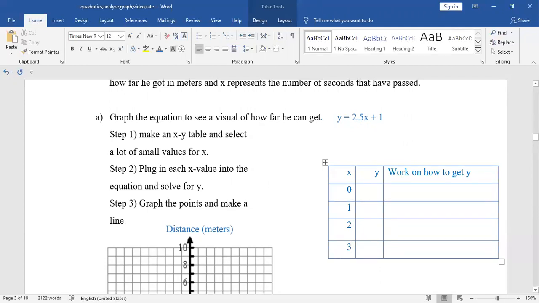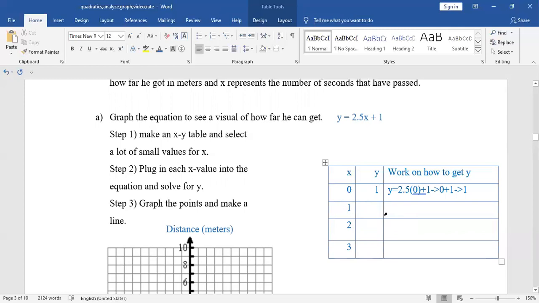Step 2, plug in each X value into the equation and solve for Y. So I'm going to take my equation and plug 0 in for X and see what I get for an answer for Y. So Y equals 2.5 times 0 plus 1. Well, 2.5 times 0 is 0, but I still have to add that last 1. So 0 plus 1 is 1, so when X equals 0, my Y value is 1. In this situation, that means when 0 seconds pass, Mr. Snickerdoodle has only gone 1 meter in front of his house, and that makes sense because he was standing there to begin with.